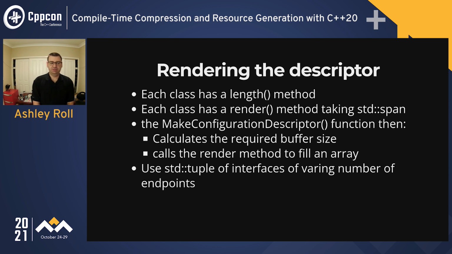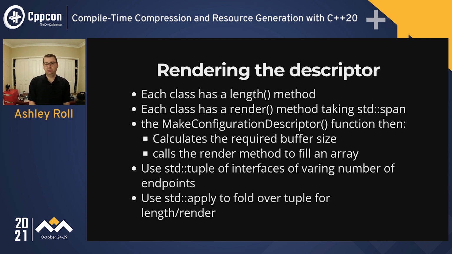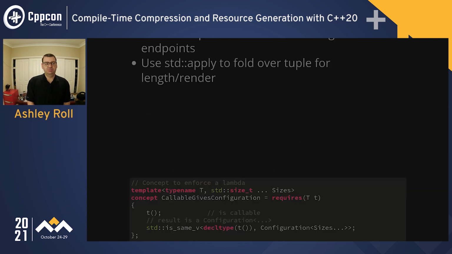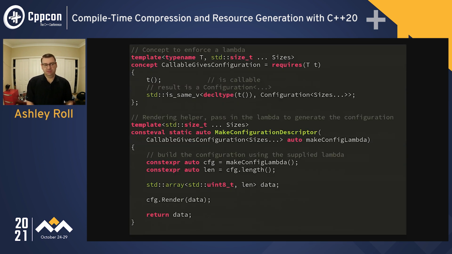Now the trick is we're going to use the tuple of those interfaces, so we can capture the set of different interface types, and we're going to use apply to call a templated lambda and then fold over the arguments in that lambda. So an example here, again, we're using a concept, but it's not important. We take the configuration function, evaluate it, calculate the length, generate an array, and fill it. And it looks quite simple.